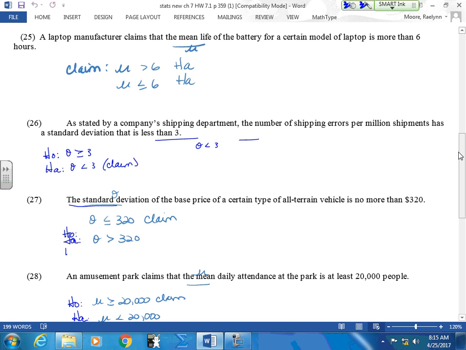So here's the claim. Claim does not have an equal sign. It's an HA, its alternative. Sorry about this, this should say HO. Its complement is the HO, that has the equal sign.